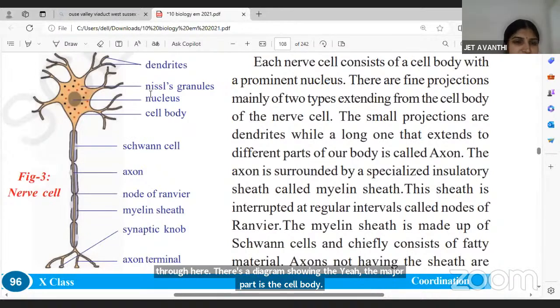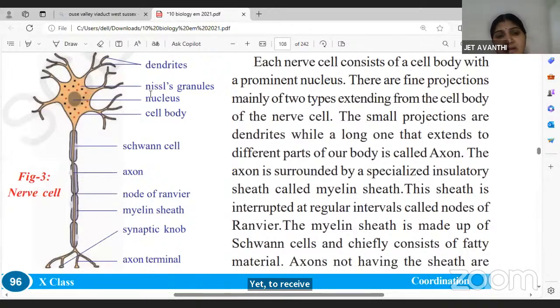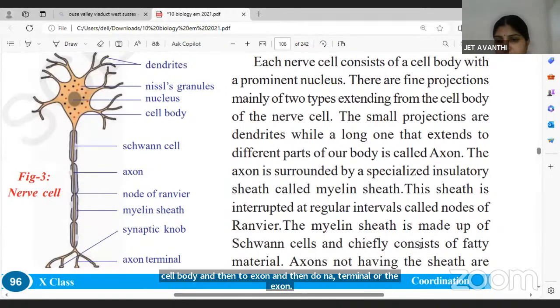Here, the first part to receive the nerve impulse is the dendrite. You may get a question: the part of the nerve cell which receives the sensory impulses, it is the dendrite. From the dendrite, that impulse will be moving all along the cell body and then to the axon, and then to the nerve terminal or the axon terminal. So you have to be thorough with all the diagram. Here it is shown, children.